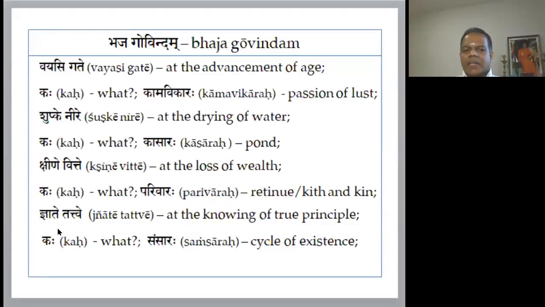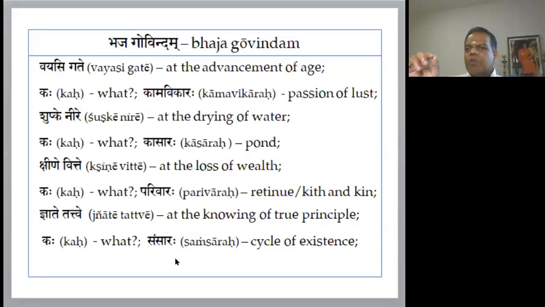Jnate tatve. Jnataha means knowing. Jnate means in the knowing. Tatve. Tattva is the philosophical truth, the principle. A true principle is tattva. It cannot mean tat tvam, that you are. When one realizes the tattva, the true principle, at the knowing of the true principle, kaha samsara. What is samsara? Samsara is the cycle of birth and death. It can also mean a family existence. So one will renounce everything. It doesn't have any meaning. Life itself doesn't have a meaning because it has taken on something higher.